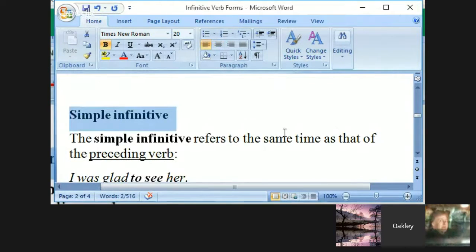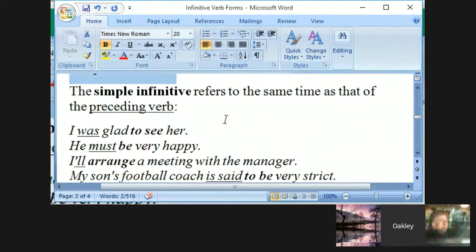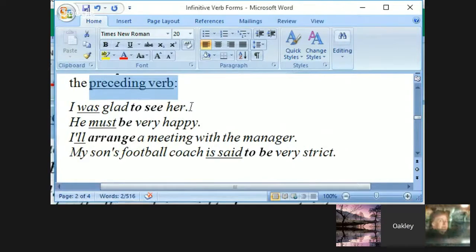All right, the simple infinitive refers to the same time as that of the preceding verb. For example, I was glad to see her. The "to see" part happens in the past, just as the main verb was. He must be very happy. Must is present tense.